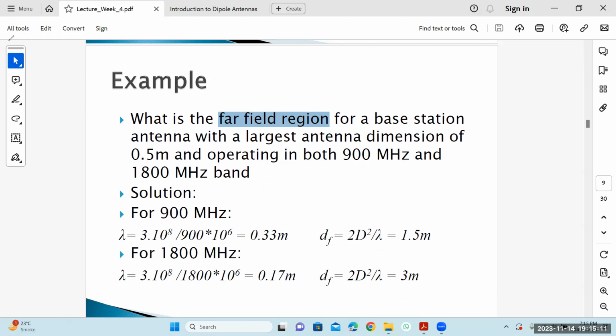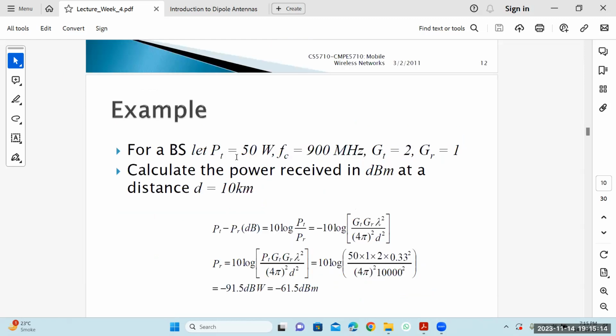So let's move on to the next example, and this is very important. For a base station, let the transmitter power be equal to 50 watt.